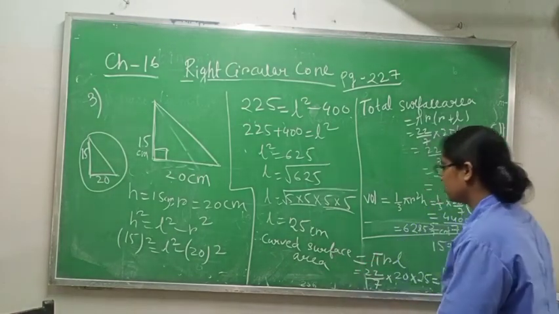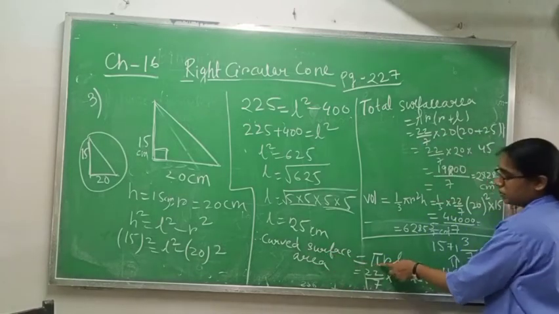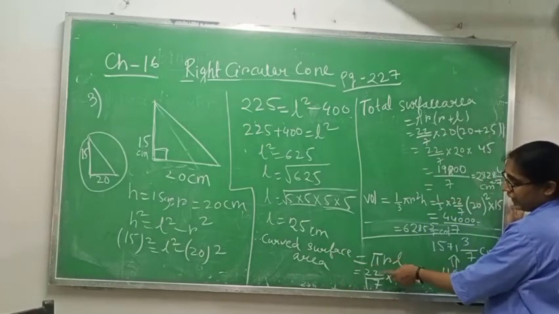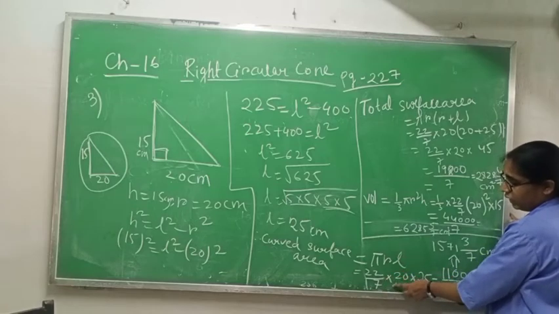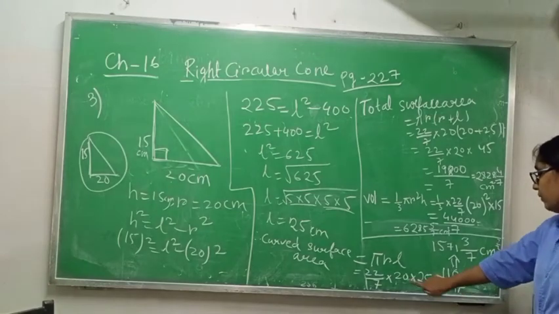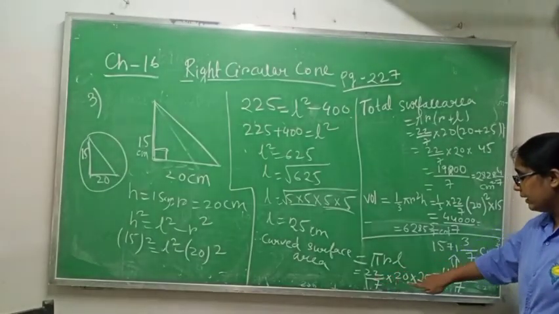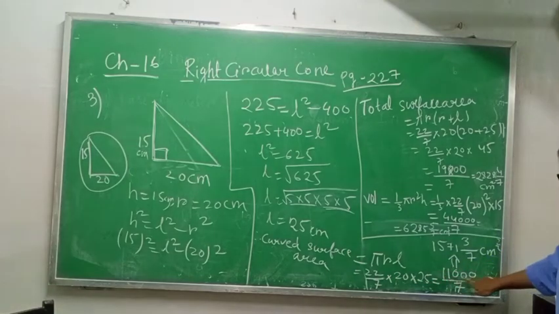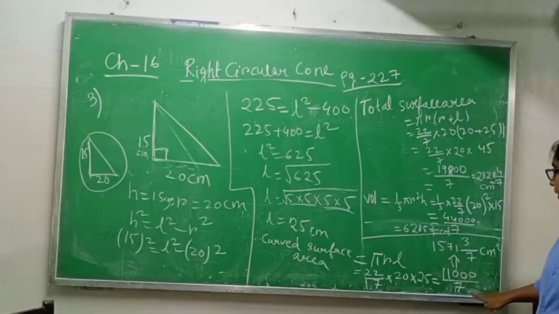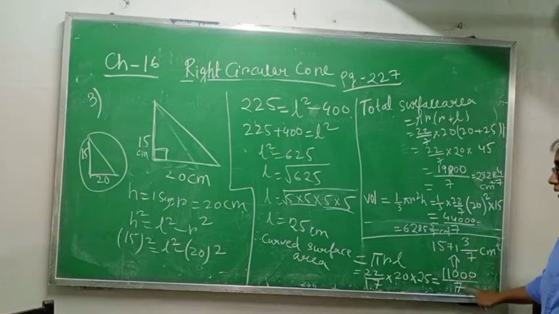Curved surface area. First I am finding curved surface area. Curved surface area formula is pi RL. In place of pi I am putting 22 by 7 into R value is 20 into L value is 25. When nothing will cancel out, when you multiply 22 into 20 into 25, you will get 11,000 by 7. When you divide this 11,000 by 7, you will get 1,571 3 by 7. You will get the answer in mixed fraction.